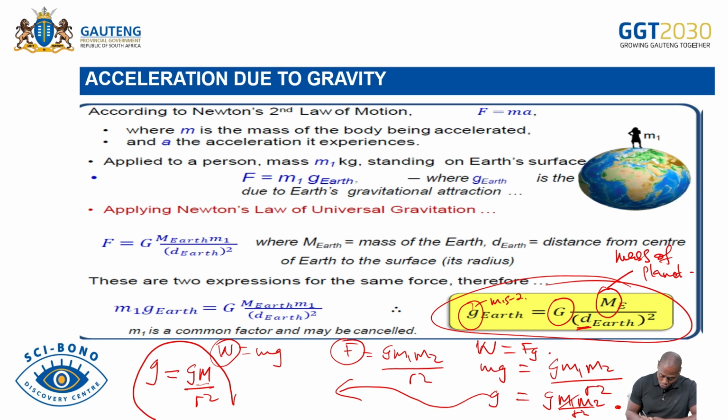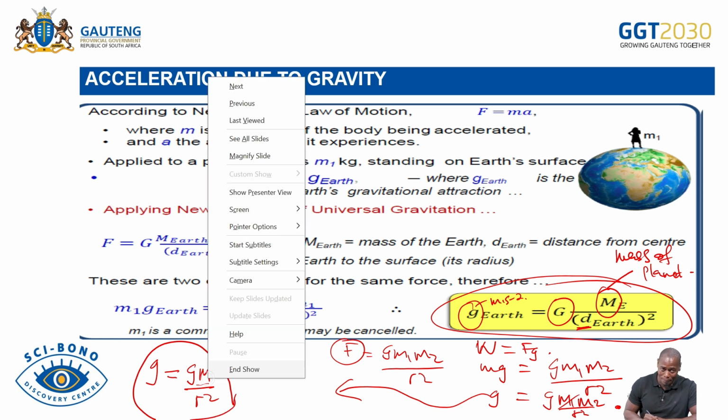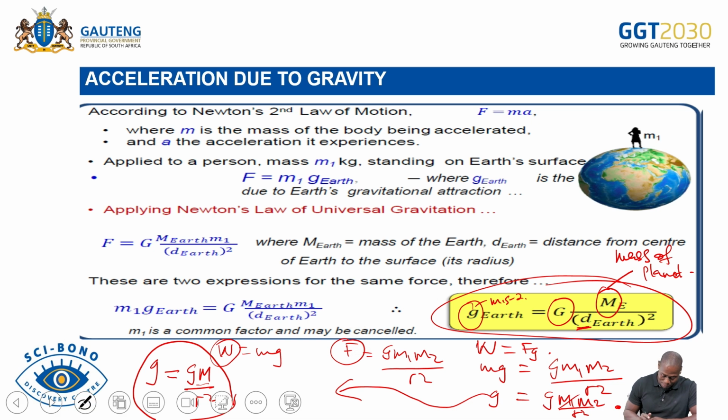So when it comes to this equation, please learners, let's understand this. M is the mass of the planet. If it's the Earth, it will be the mass of the Earth. R is the radius of the planet. If it's planet Mars, then that will be the radius of planet Mars. I hope it's making sense.